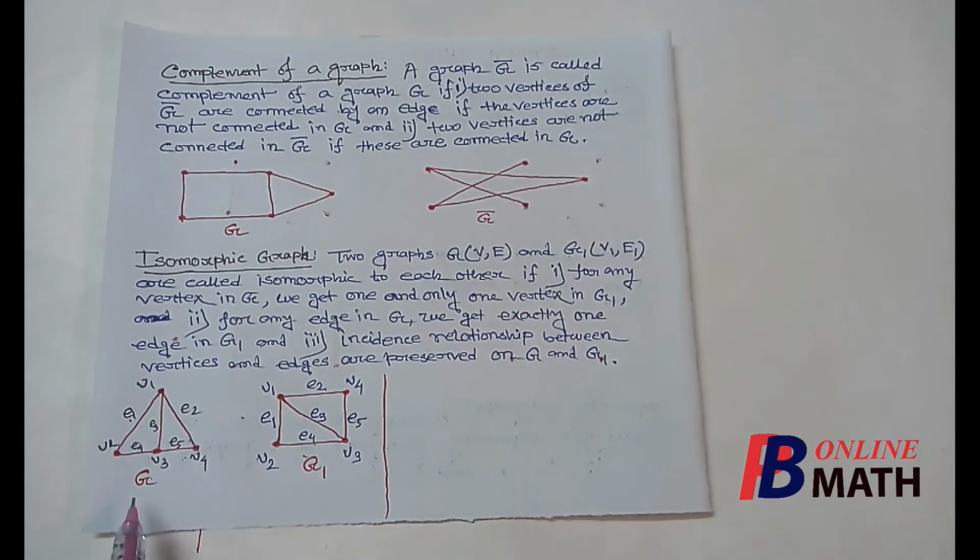That means for any vertex in G, we have one vertex in G1 having the same degree. These two graphs are isomorphic to each other because for any vertex in G, we have exactly one vertex in G1. For any edge in G, we have exactly one edge in G1, and also the incidence relationship between the vertices and edges is preserved.